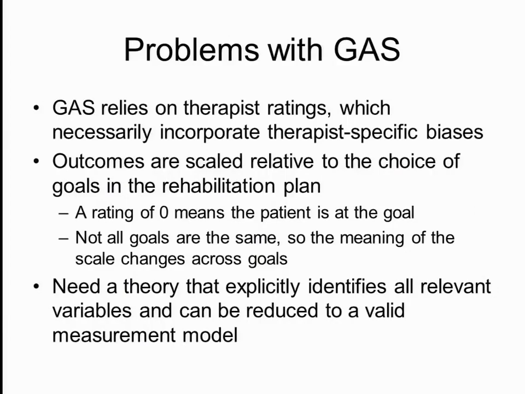I'll have more to say about the specifics of the scoring later in the talk, but GAS relies on therapist ratings, which necessarily incorporate therapist-specific biases. And the outcomes are scaled relative to the choice of goals in the rehabilitation plan. A rating of 0 means the patient's at the goal, but not all goals are the same, so the meaning of the scale changes across goals. 0 doesn't mean the same thing for every goal. So we need a theory that explicitly identifies all the relevant variables and can then be reduced to a valid measurement model.